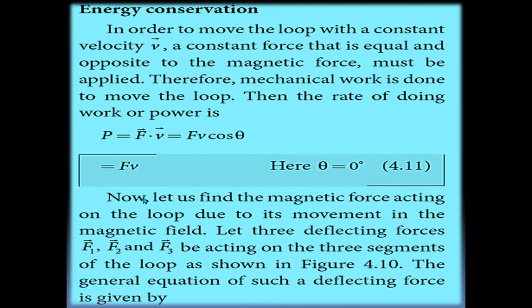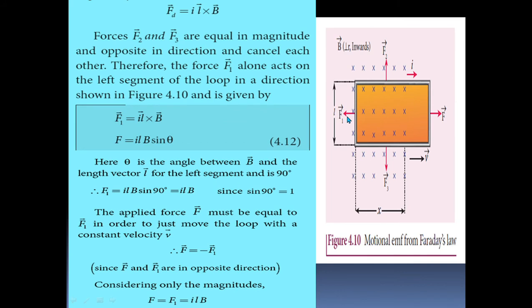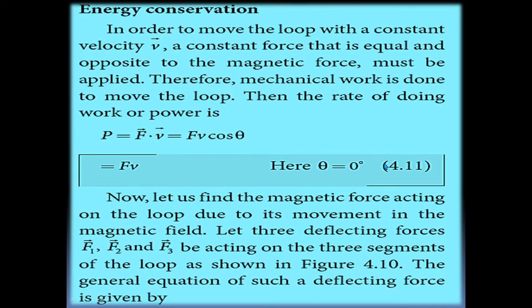Now let us find the magnetic force acting on the loop due to its movement in the magnetic field. Let three deflecting forces F1 vector, F2 vector and F3 vector be acting on each side of the rectangular loop, on the three segments of the loop.